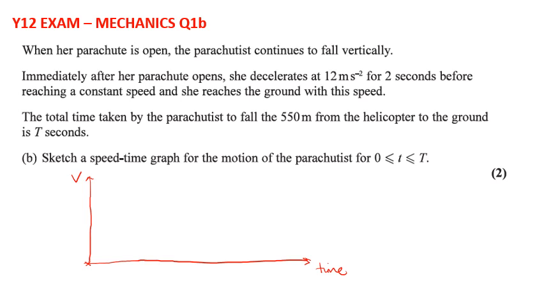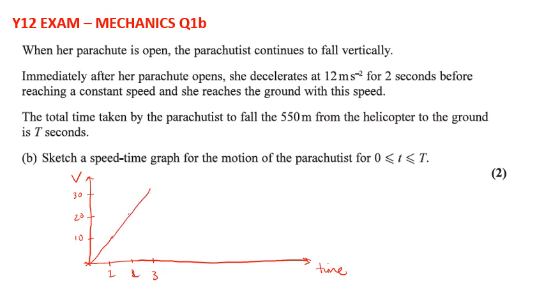Then for the first 3 seconds, she fell at 10 meters per second. So 1, 2, 3. The first 3 seconds, let's say 10, 20, 30. She fell at 10 meters per second. So my first section of the graph would look like that.